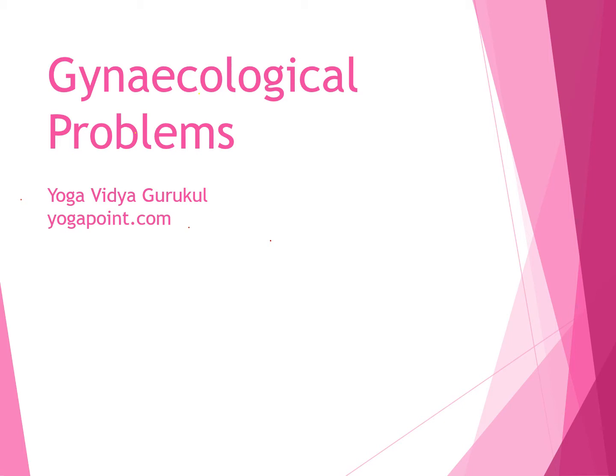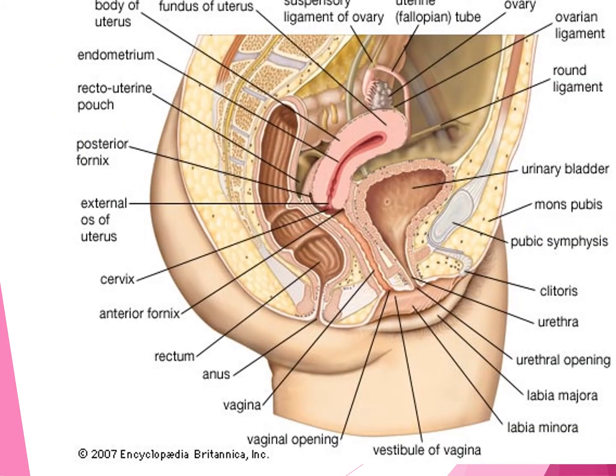I would like to share some gynecological problems with you. So, we must know the anatomy and physiology of the female genital system. This is the side view of the female genital system. The uterus is situated in between the bladder and rectum in a normal position known as the anteroverted position. See, the fallopian tube is there with the ovary, cervix, then vagina.